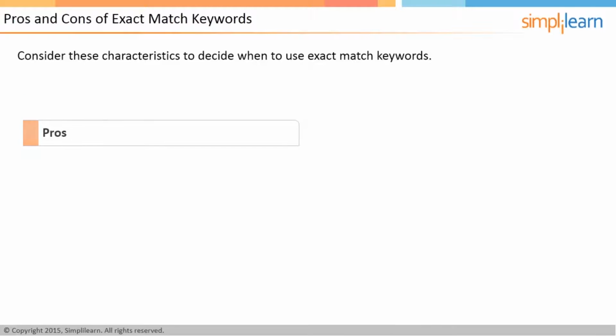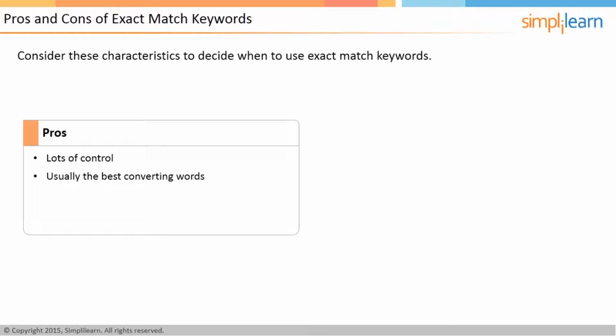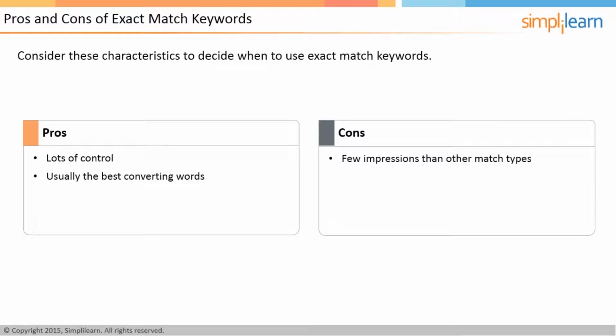The main pro of this match type is you have lots of control. You know what a user typed into a search engine. It's usually best to put your highest converting words in exact match to really control your bid for that keyword and how you're displaying for it. The con of this is it's fewer impressions than other match types, because your ad is only displayed when the search query matches your keyword.